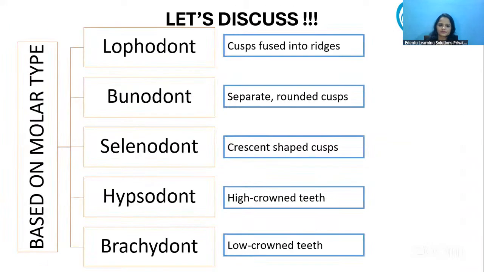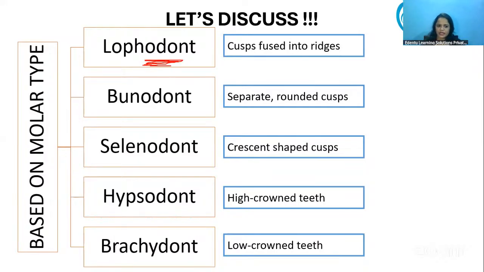Then we have different types based upon the molar type also, like lophodont, bunodont, selenodont, hypsodont, brachyodont, and all those terms. You don't have to go into detail regarding it, because usually the questions asked from this area are comparatively few, but lophodont was present in the options, that's why I included it. Lophodont means the cusps will be fused into ridges. Based upon the molar type, the teeth are divided into these 5 types. Just have an idea about it.